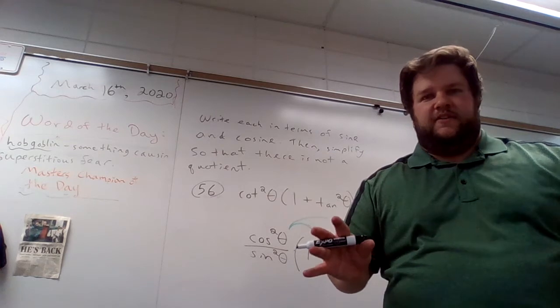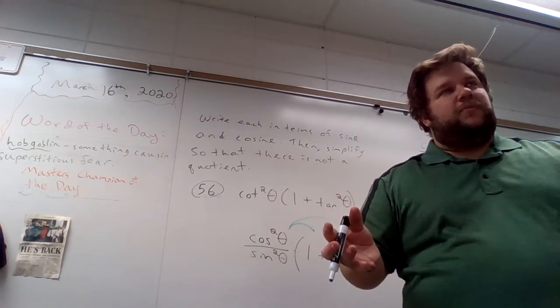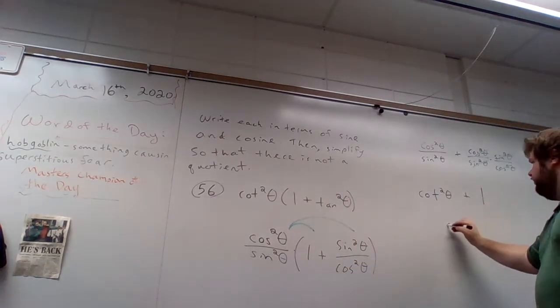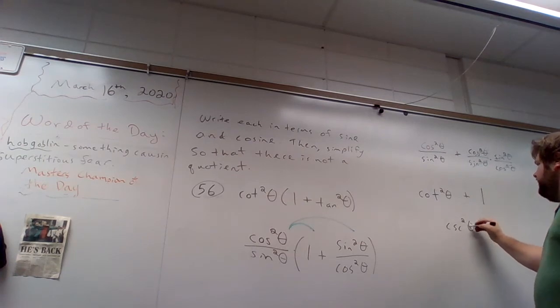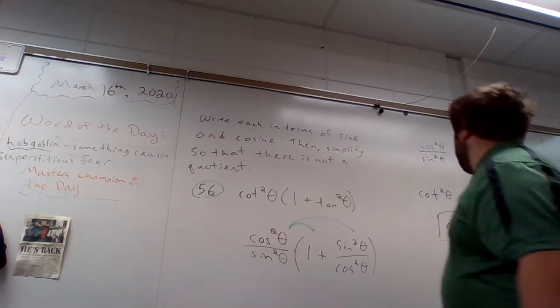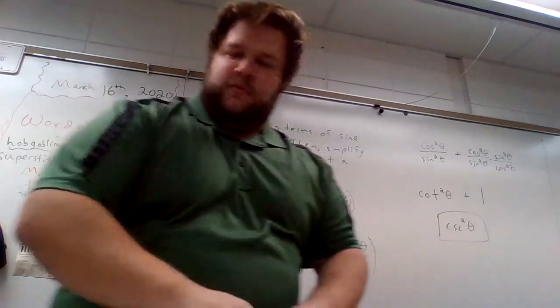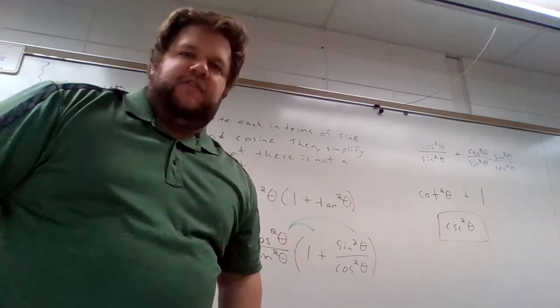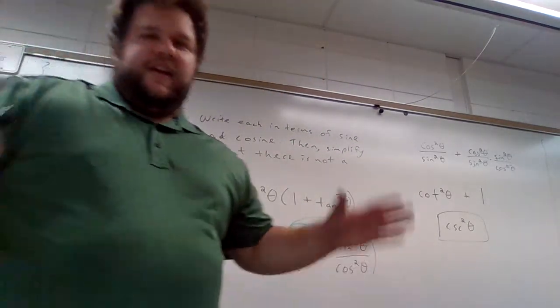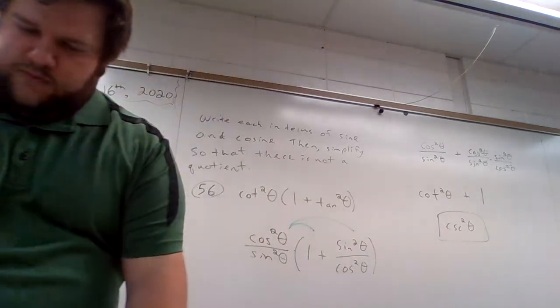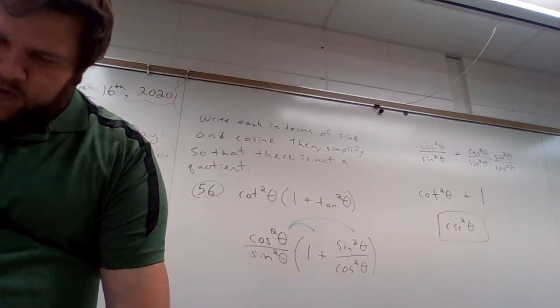That's actually a Pythagorean identity. What's cotangent squared plus 1? It's cosecant squared. And that would be the premier answer there, that I would want to see. Okay? So one way or another, we're going to get that down to cosecant squared. All right, let's look at another one.